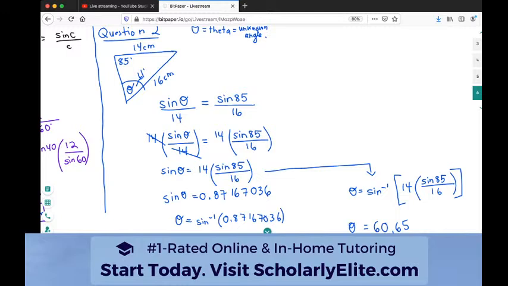But if they want you to solve the whole triangle, you now have 2 of the angles, and you can just get the third angle by subtracting 85 and 61 from 180, because we know that all 3 should equal 180.